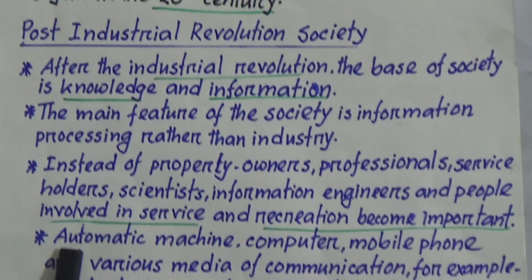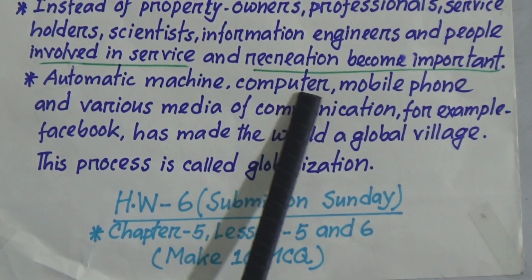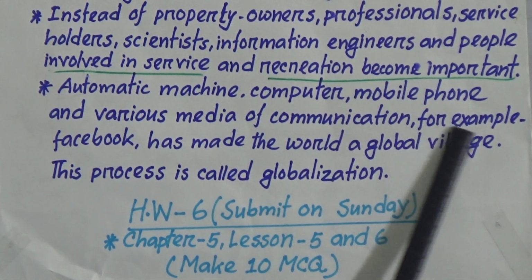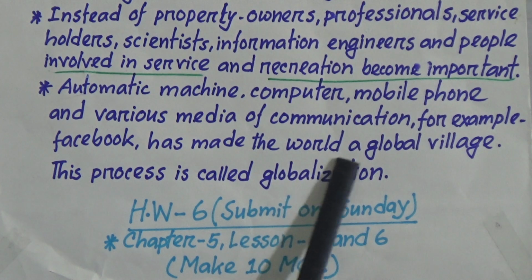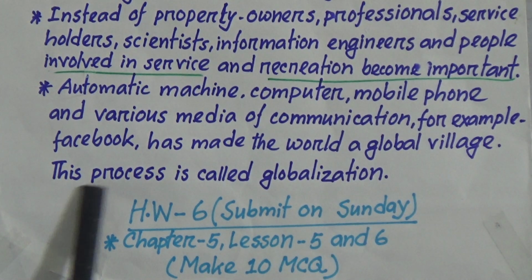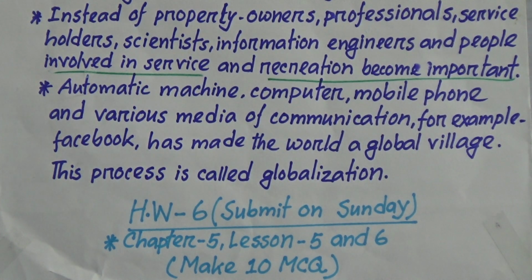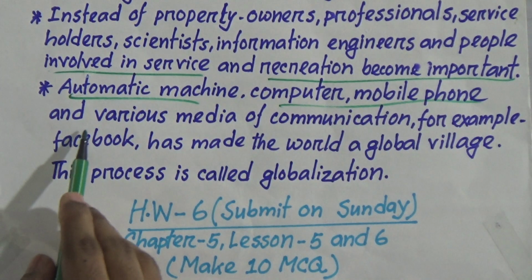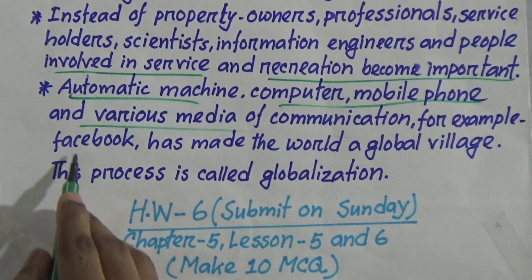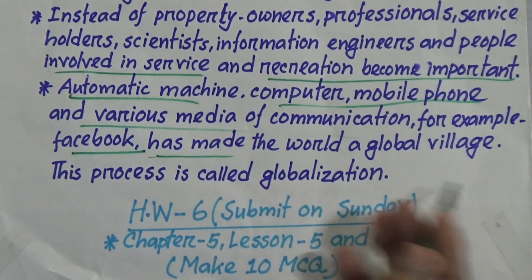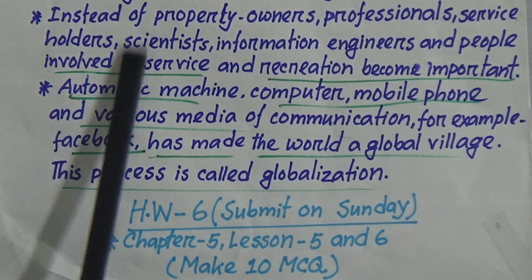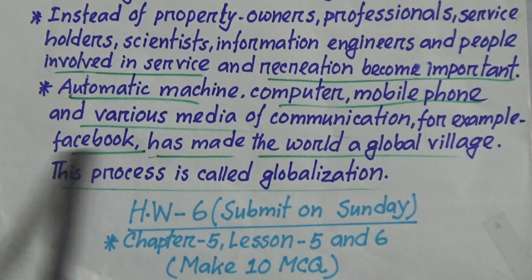Then the last one: automatic machines, computers, mobile phones, and various media of communication. For example, Facebook has made the world a global village. This process is called globalization. That's why post-industrial revolution society is very important.